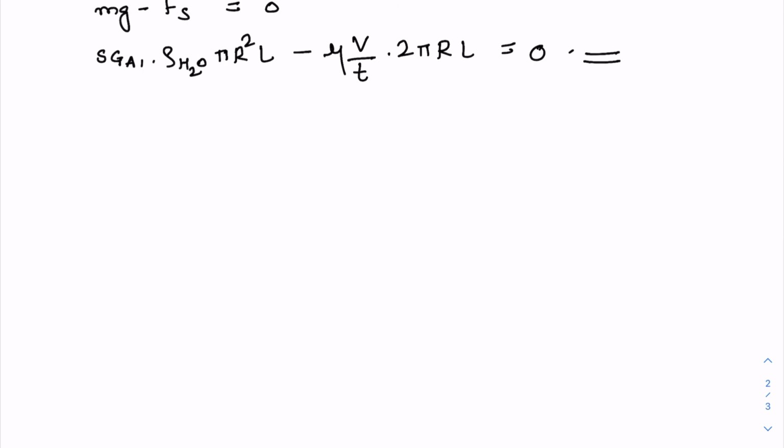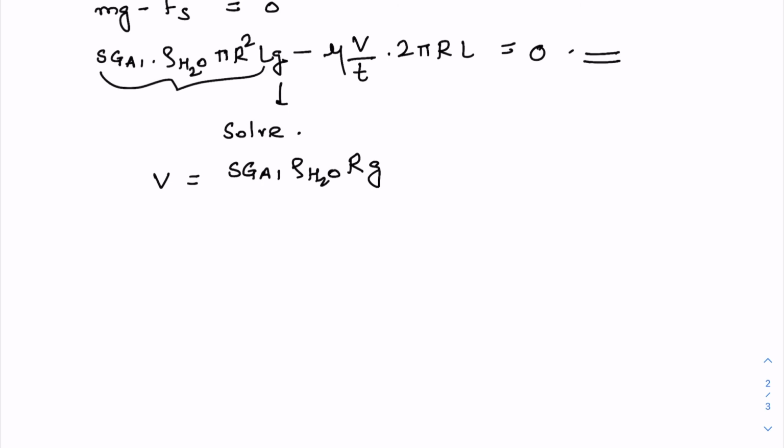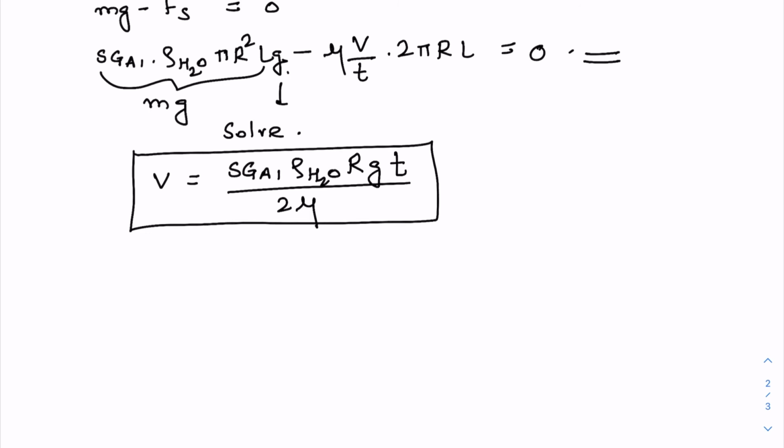And then if you solve this simple equation, you will get V to be equal to specific gravity of aluminum times density of water, radius, g. I forgot a g here. So this is the mass, and the weight is given by mass times gravity. So there is a gravity here, into the thickness of the oil film T divided by 2 mu. So this is the expression for the terminal velocity.